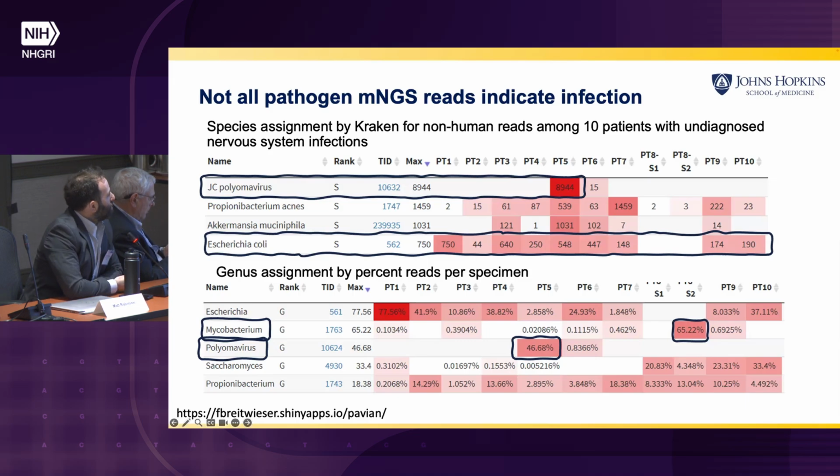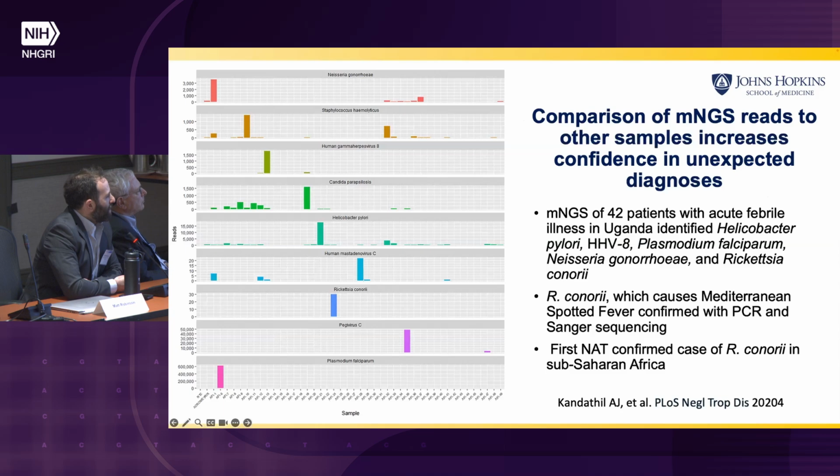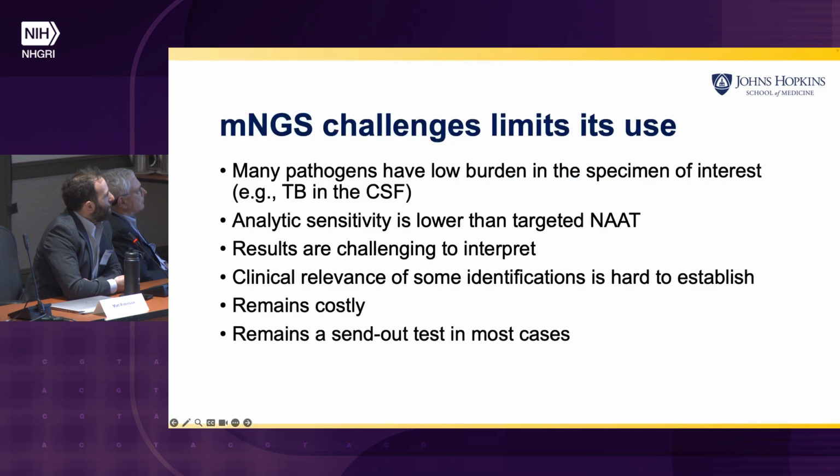So anyways, if you look at just the read counts, you're going to overcall something and miss others. If you normalize by percent reads per specimen, it can be more specific. We also were able to identify Rickettsia conorii for the first time in sub-Saharan Africa with some sequencing. And so the main limitations are its cost and the interpretability.